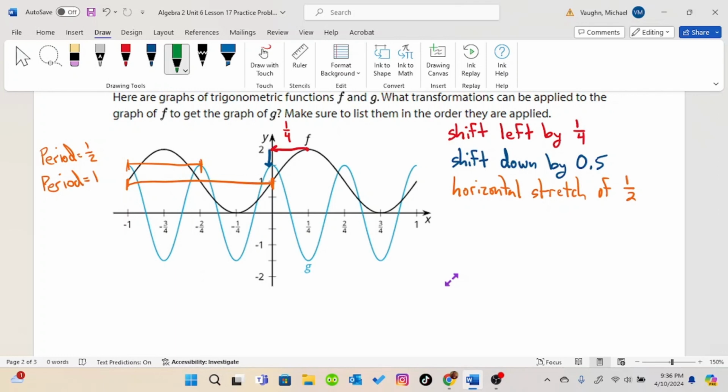and vertically I can see that I went from 2 to 0, which is 2, but now I go from 1/2 to -1/2, which is 3. So I need a vertical stretch of 3/2.